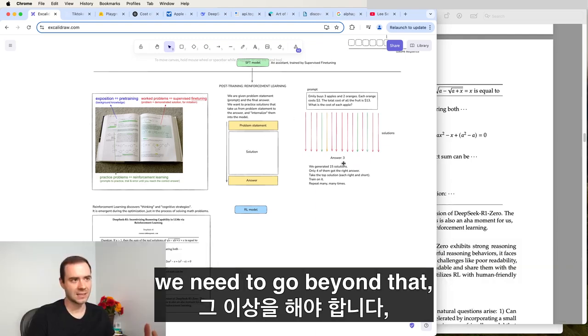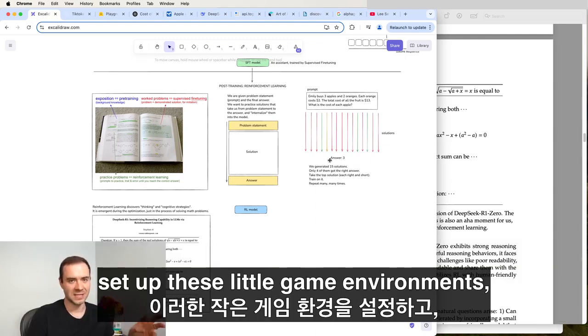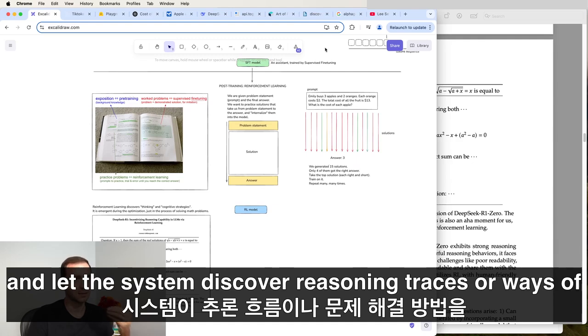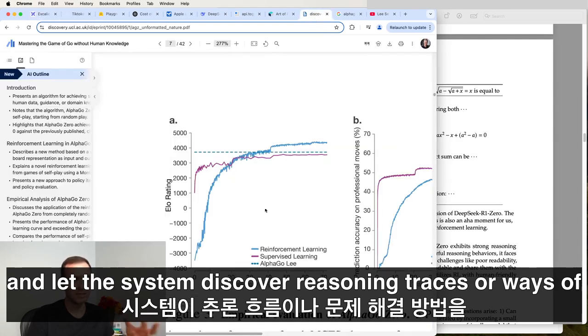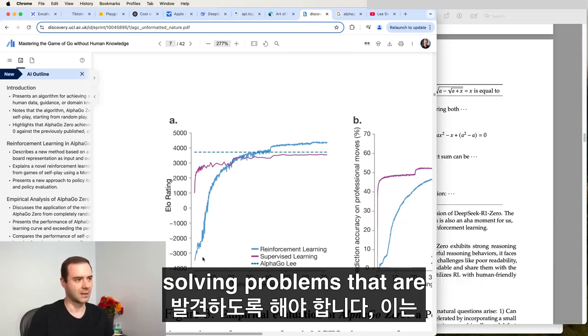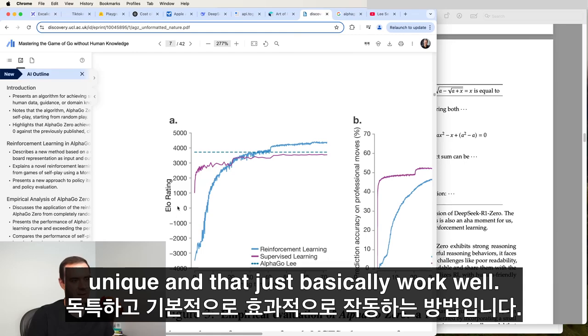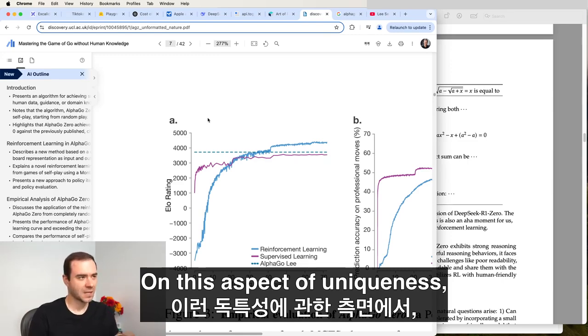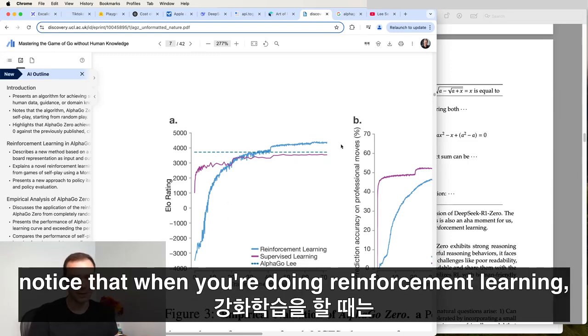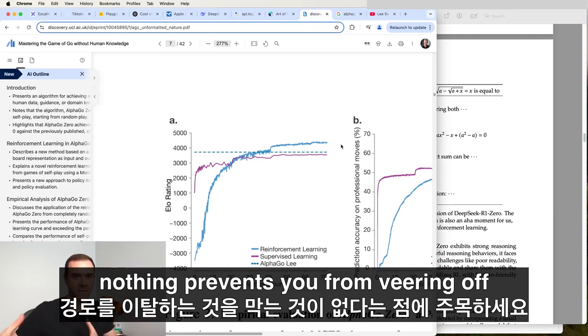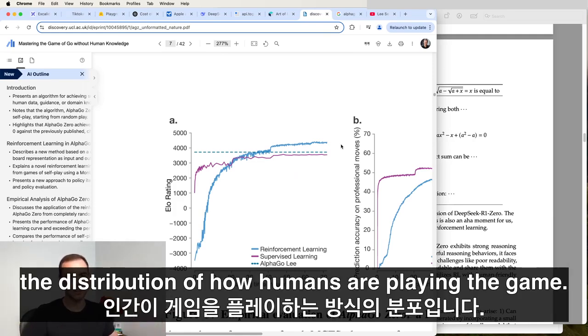We need to go beyond that, set up these little game environments, and let the system discover reasoning traces or ways of solving problems that are unique and that just basically work well. Now, on this aspect of uniqueness, notice that when you're doing reinforcement learning, nothing prevents you from veering off the distribution of how humans are playing the game.